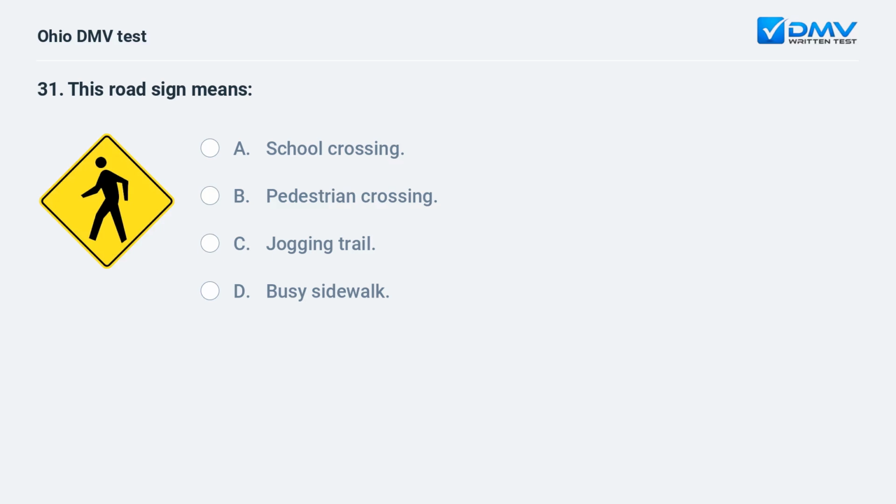This road sign means A. School crossing. B. Pedestrian crossing. C. Jogging trail. D. Busy sidewalk.